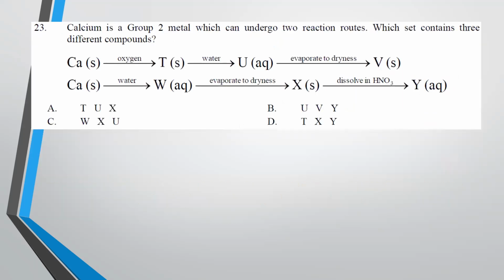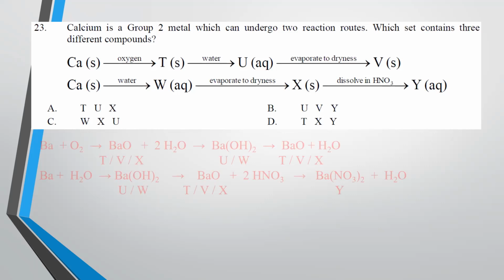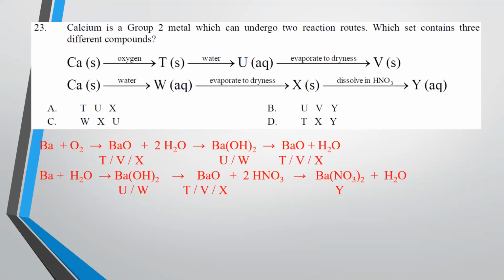We continue to question number 23. Calcium is a group 2 metal which can undergo 2 reaction routes. Which set contains 3 different compounds in here? So you have to understand how the things work in here. Sorry, it's calcium, not barium. Typing error.